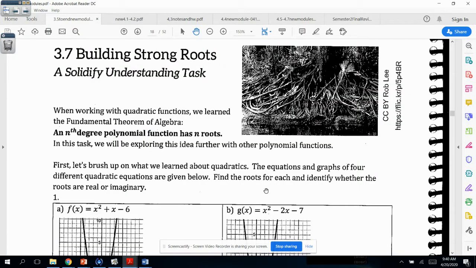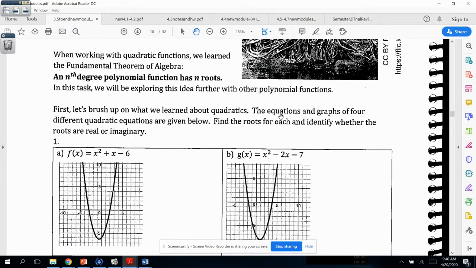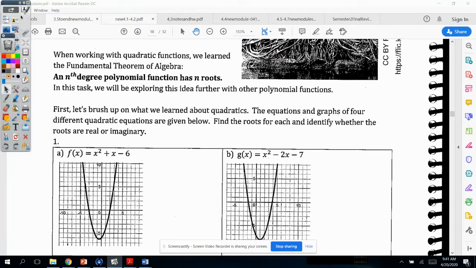So this is all review. This first page is all review. Basically, they're reminding us of what the fundamental theorem of algebra says. It says the degree of the polynomial tells you how many roots there are. Now, some of us are confused about the difference between roots and x-intercepts. There's not a lot of difference really, except it's x equals for a root. You can just tell me what x equals, and they can be imaginary.